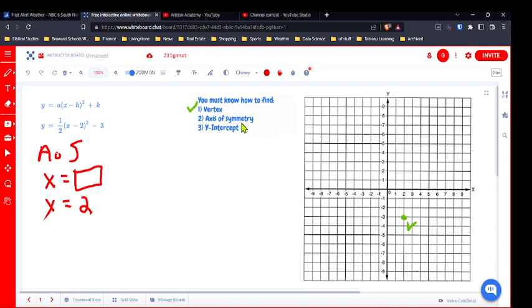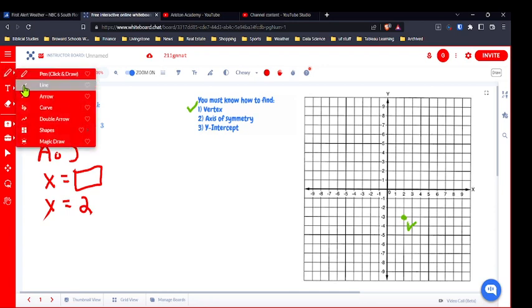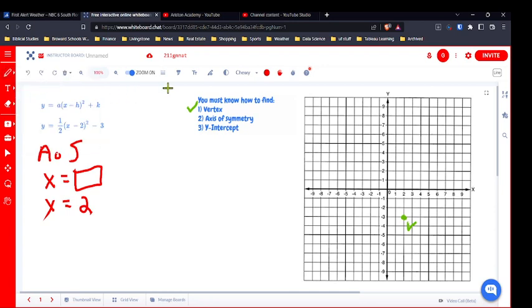And what I'm going to do now is I'm going to use my little line drawing tool here. So I'm going to go here and select my line, and then I'm going to make it dashed.